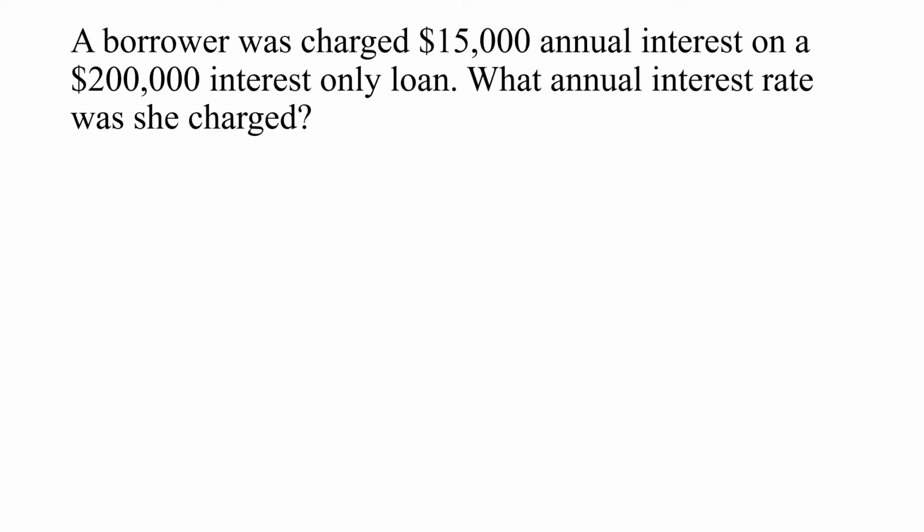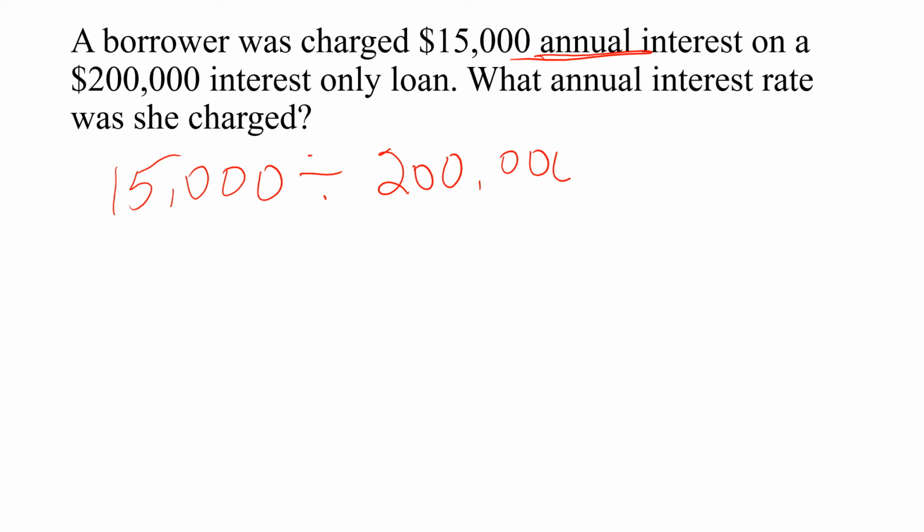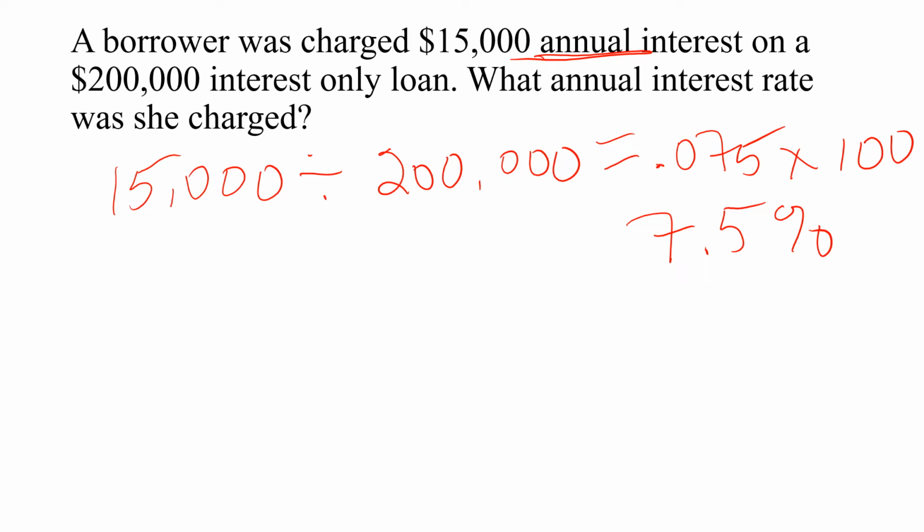A borrower was charged $15,000 annual interest on a $200,000 interest-only loan. What annual interest rate was she charged? Annual, so that keeps it easy, right? 15,000 divided by 200,000 equals 0.075 times 100 is 7.5% interest.